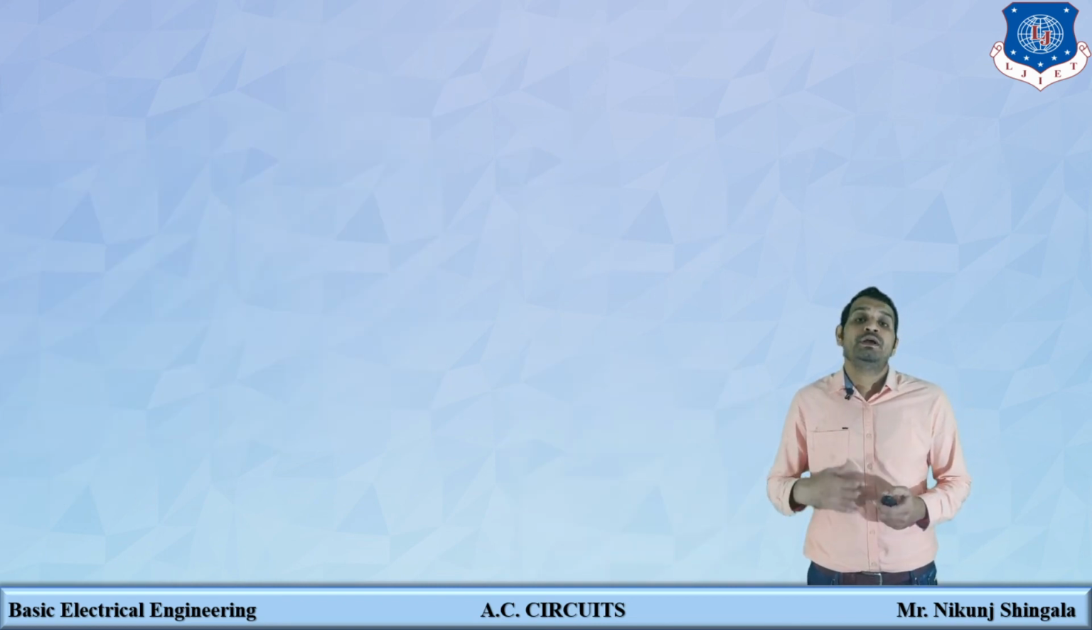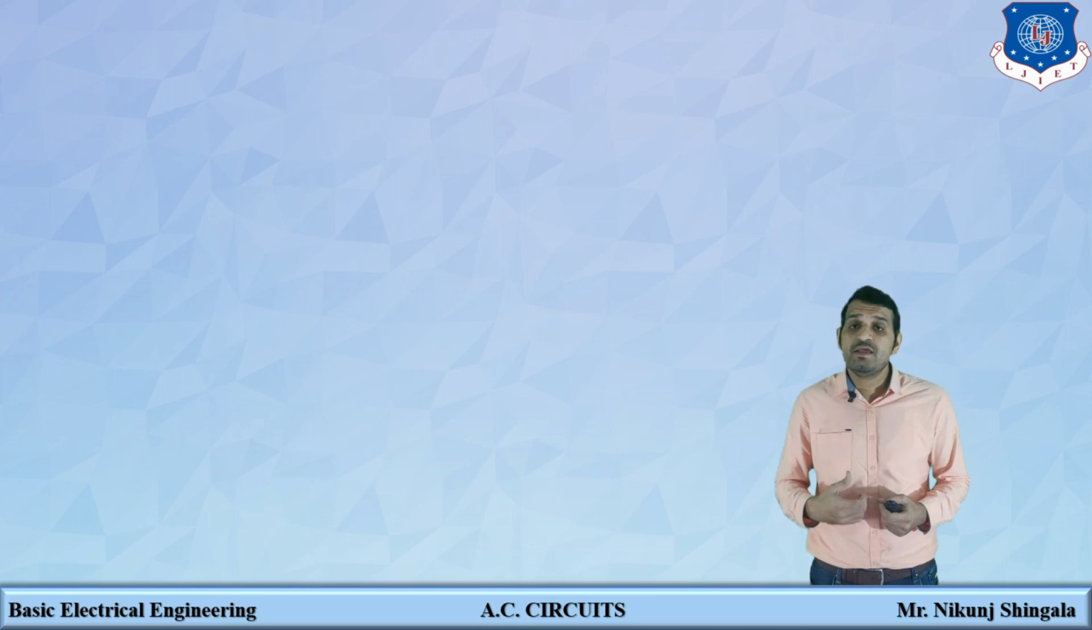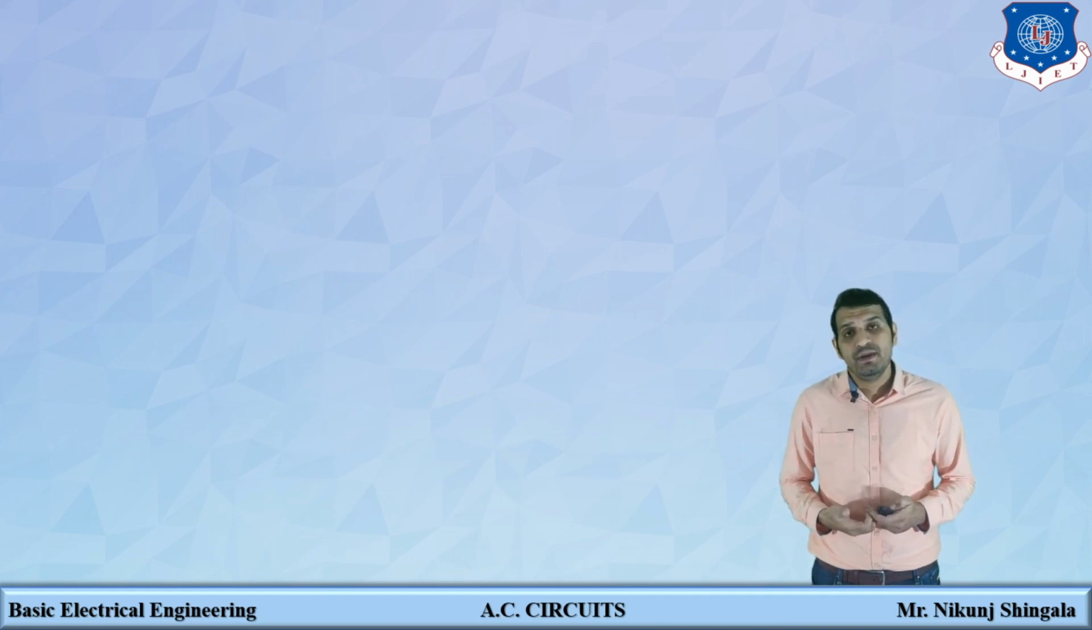So in this lecture, I have discussed the difference between AC and DC, then the advantages of the AC system over the DC system, then generation of alternating EMF, and derived the equation of alternating EMF.